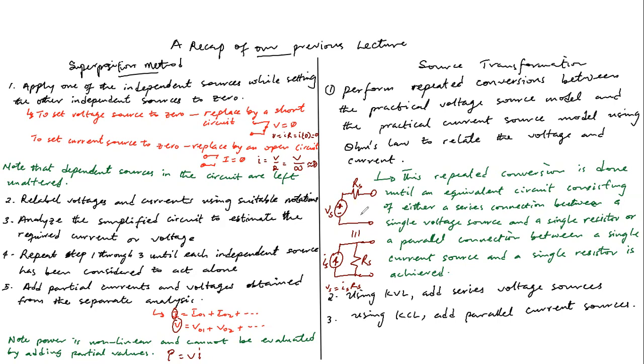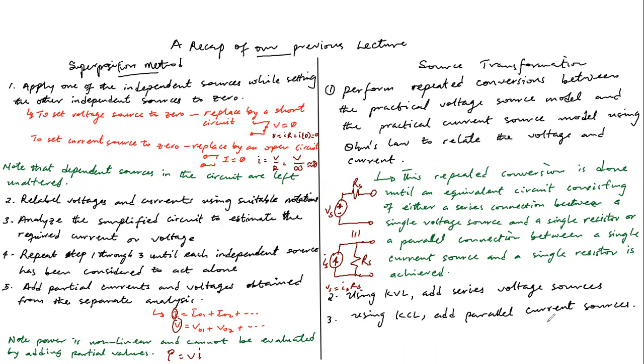And we also established that these two equivalent circuits would produce the same response provided the voltage source and the current source values are related by Ohm's law, such that V sub S is the same as I sub S times R sub S. Using KVL, we could add all series voltage sources, and using KCL, we could add all parallel current sources.